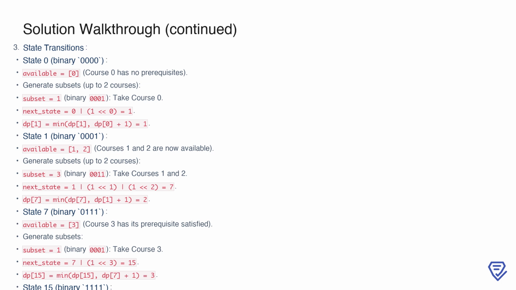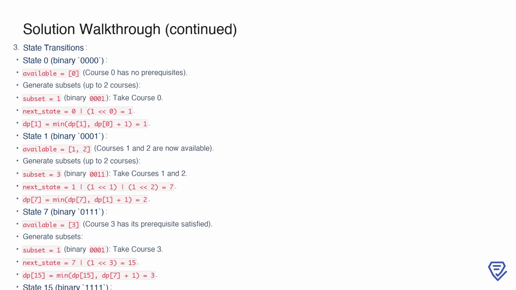In state 1, where only course 0 is completed, courses 1 and 2 become available because their prerequisite, course 0, is satisfied. Here, we can take up to 2 courses per semester. Taking both courses 1 and 2 corresponds to the subset 3 in binary, resulting in a next_state where courses 0, 1, and 2 are completed. We update DP[7] to 2 semesters.